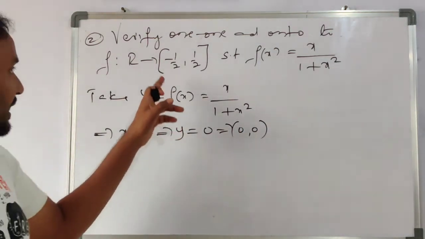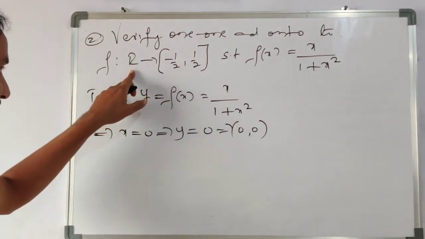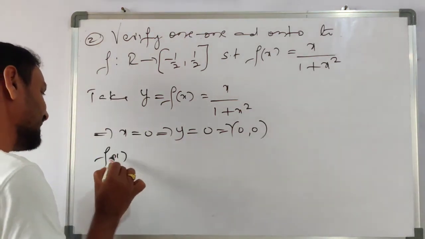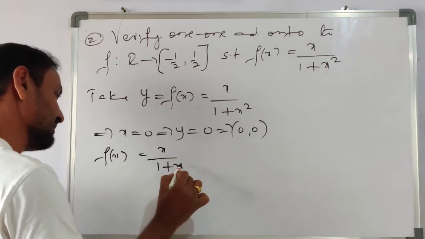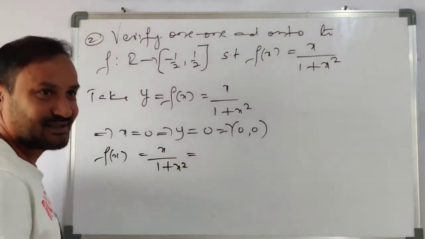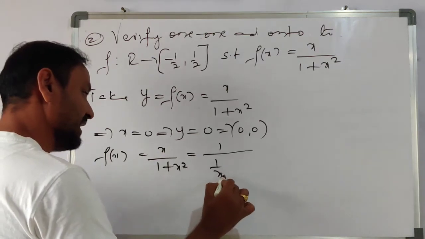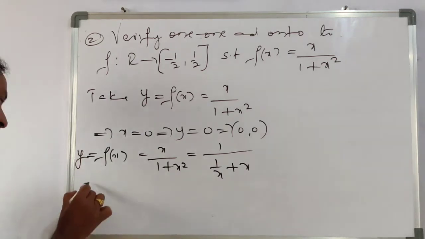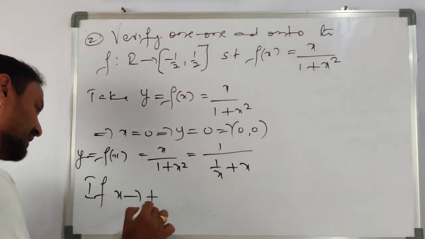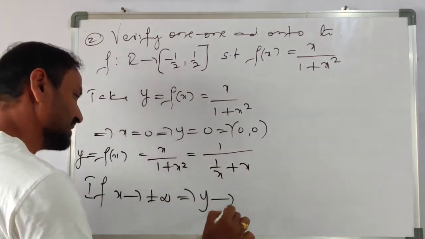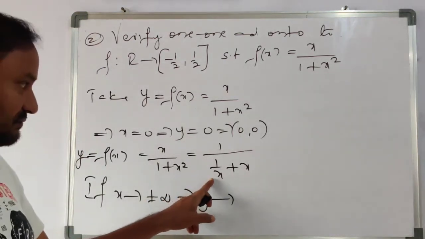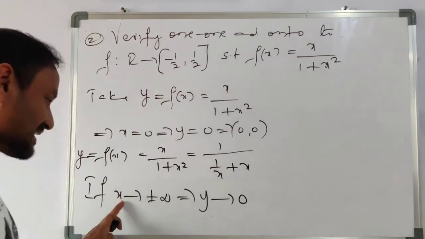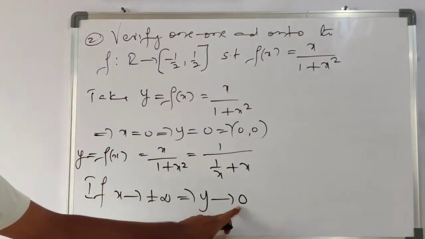And also here the domain is minus infinity to plus infinity. At plus or minus infinity you observe y also. Suppose here f of x is equal to x by 1 plus x square. This is also equal to, taking x common in the numerator and denominator, 1 by x plus x, which is y. If x tends to plus or minus infinity, then y tends to 1 by infinity, which will be 0. When x tends to plus or minus infinity, y tends to 0. This is very, very important.